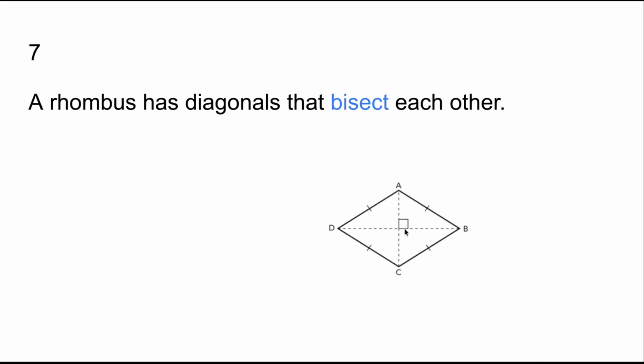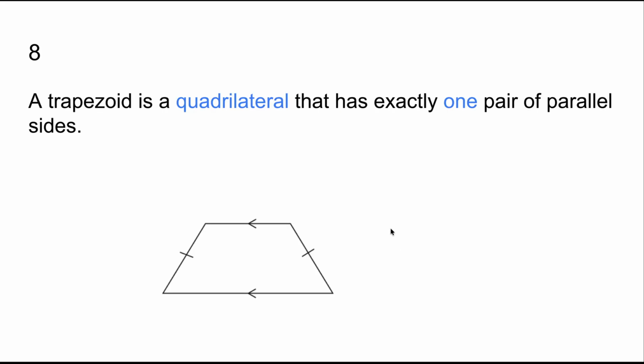A rhombus has diagonals that bisect each other, and when they bisect each other, since it is a rhombus, it bisects it perfectly perpendicularly with 90-degree angles. A trapezoid is a quadrilateral that has exactly one pair of parallel sides. So the bases are parallel, and the legs, in this case, are equal. They're not always equal, but the bases are always parallel.